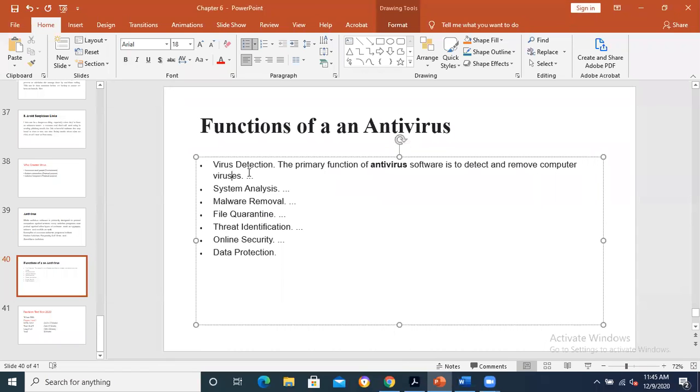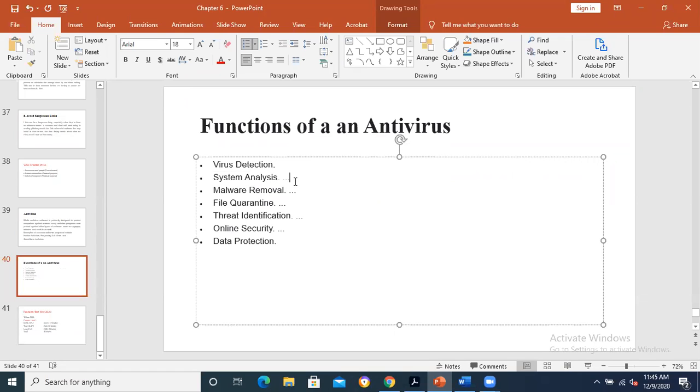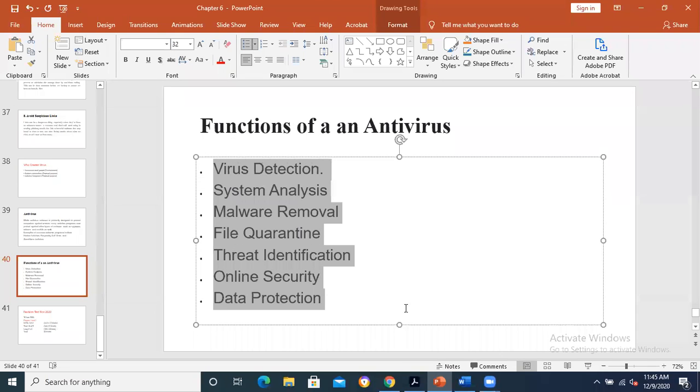Number one, virus protection. The primary function of the antivirus is to detect and remove viruses. This is called virus protection, protection against the virus. System analysis: it scans and analyzes the system, then removes the malware. File quarantine: when a file has a threat, the antivirus secures that file. Threat identification, online security, and data protection, all these are the basic functions of an antivirus that you install in your computer system.